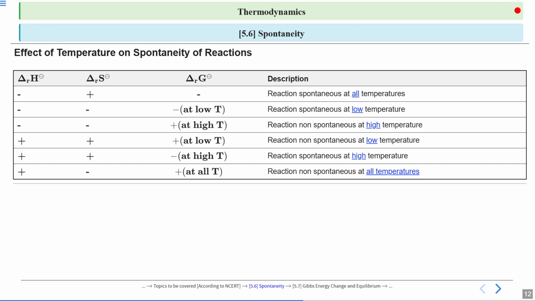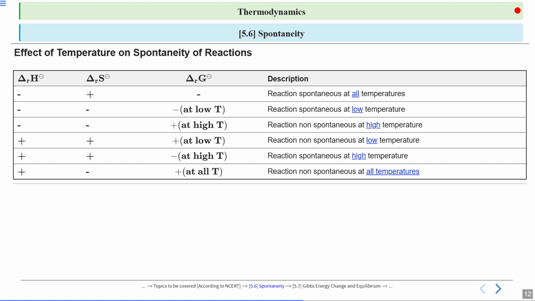Okay, so we have a table here to justify all of these situations. First, if you have delta H negative and delta S positive, then you will always get a negative Gibbs free energy change. So in that case, the reaction will be spontaneous at all temperatures. You can simply take that equation and try different values, and you will get your result. Second case, if both enthalpy change and entropy change are negative, then we have to keep a lower temperature to keep the process spontaneous.